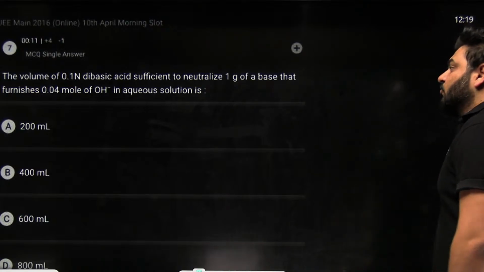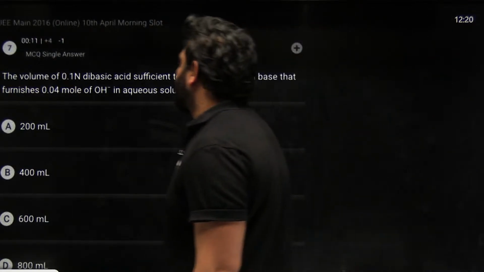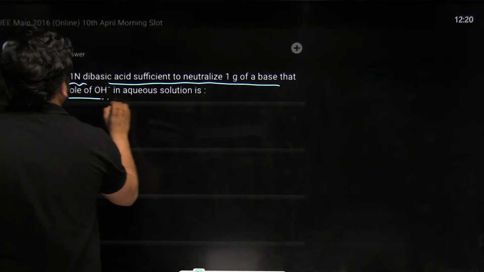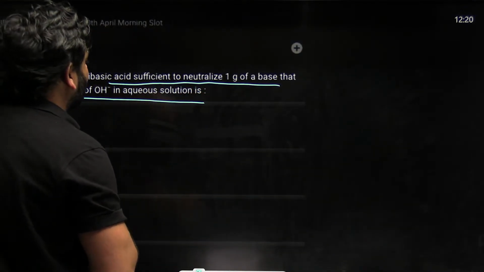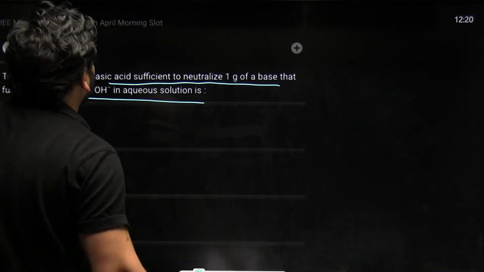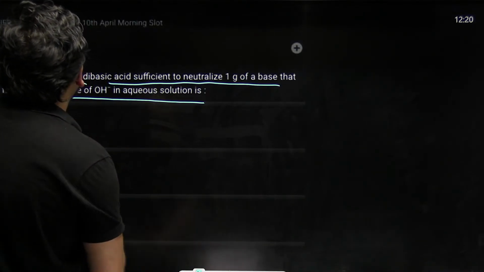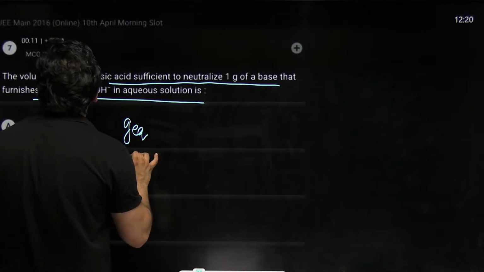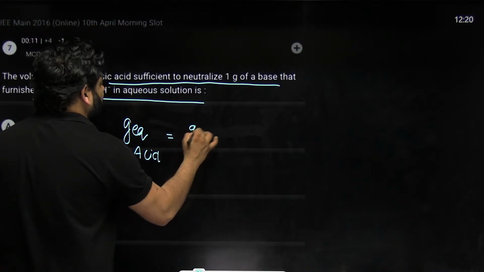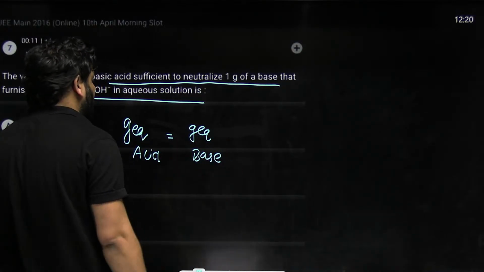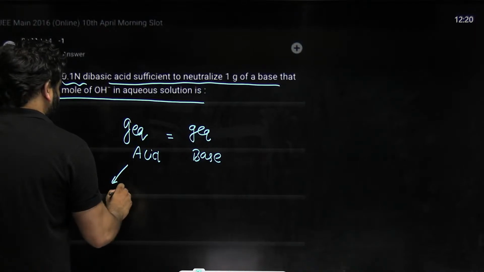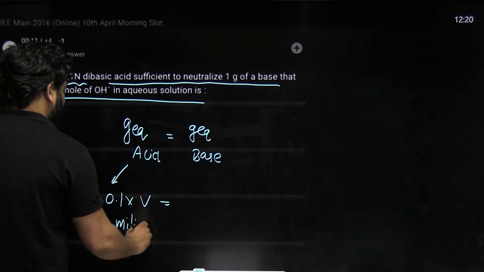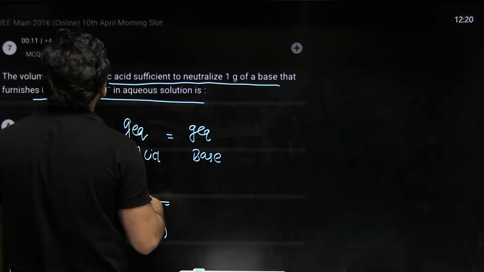Another question. The volume of 0.1 normal dibasic acid is sufficient to neutralize 1 gram of a base that furnishes 0.04 moles of OH minus in aqueous solution. What do you think? What volume is required to neutralize 1 gram of this base with 0.04 mole of OH minus? So do one thing: the gram equivalent of acid must be equal to the gram equivalent of base. So acid has 0.1 normality and volume. This is milligram equivalent, because volume is taken in milliliter.